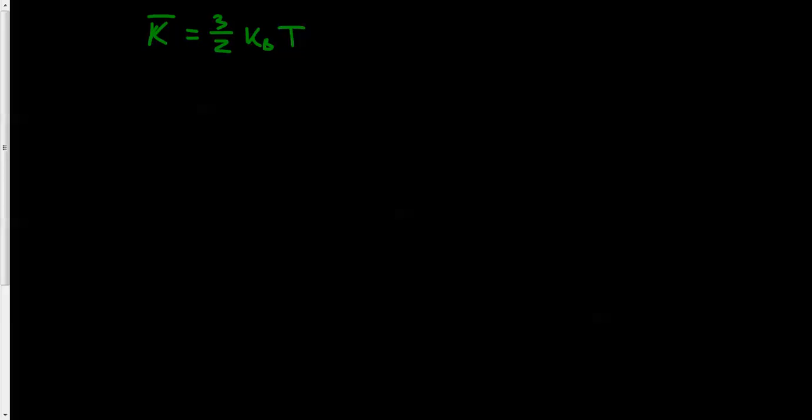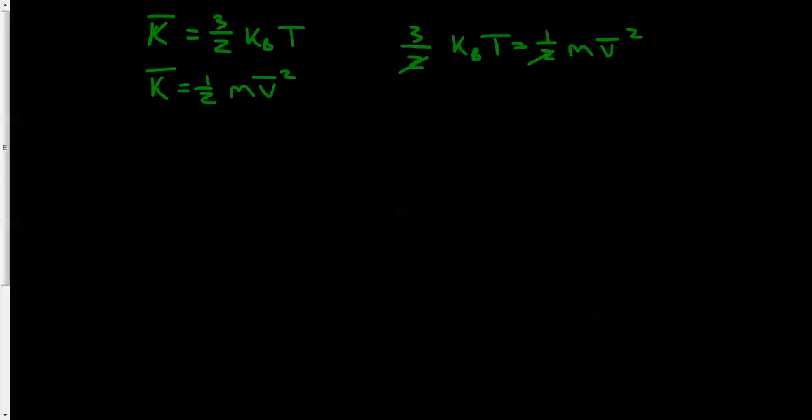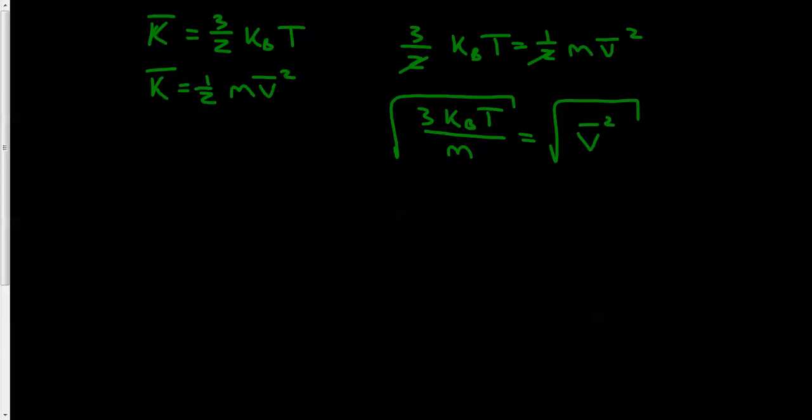What we could also look at is that we know the kinetic energy of a particle is also 1/2 mv squared, so the average kinetic energy would be calculated as 1/2 m v bar squared. If I set these two equal to each other, and cancel out the 2's there, and solve for v bar, what I end up seeing is 3 kBT divided by m, and the square root of that is equal to the square root of v bar squared. So this is the square root of the mean squared. We call that the RMS value for the velocity.